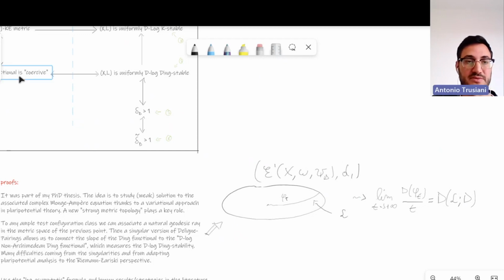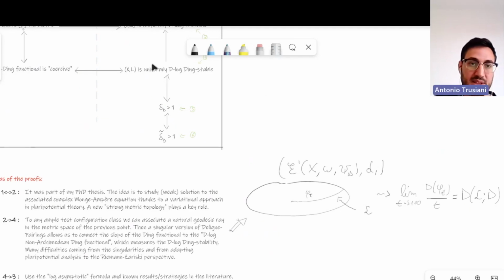So this is one arrow from here to here. And then from Ding stability to K-stability, this relies on the fact that both notions can be described in asymptotic terms, as I did before. So I can use strategies that are already in the literature that rely on a non-Archimedean perspective. So you can also read K-stability in terms of a non-Archimedean perspective, in terms of Berkovich spaces and so on.